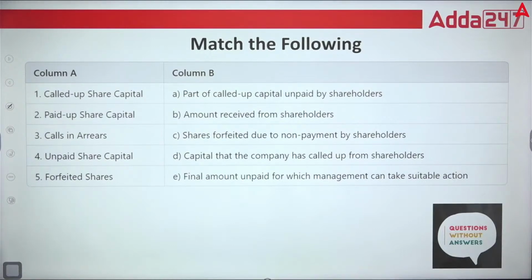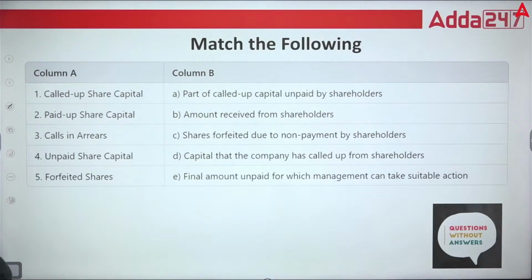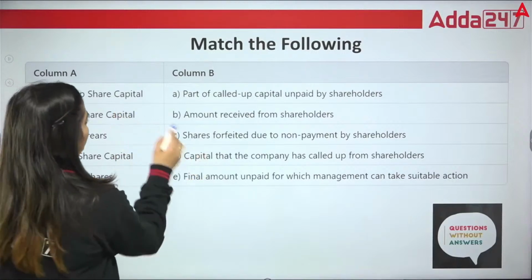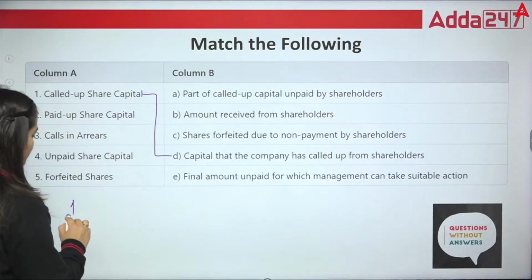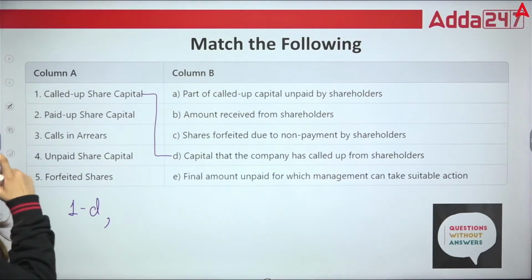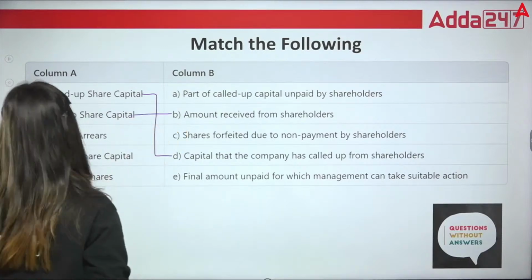Chali, if we see, called up share capital means what? Called up share capital means capital that the company has called up from the shareholders. So the correct option for 1 is D. Chali, paid up share capital means what? Amount received from the shareholders. Part of called up, no. Final amount unpaid, no. So the correct option for the second is B.